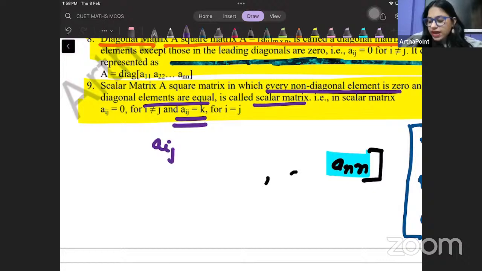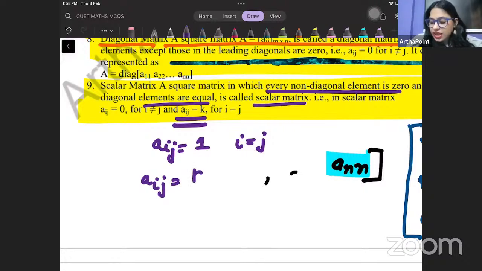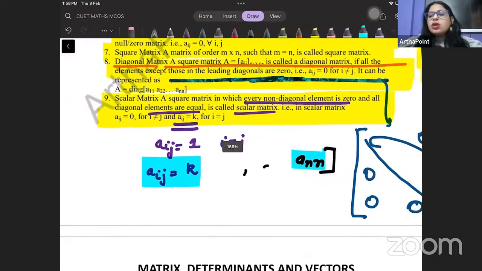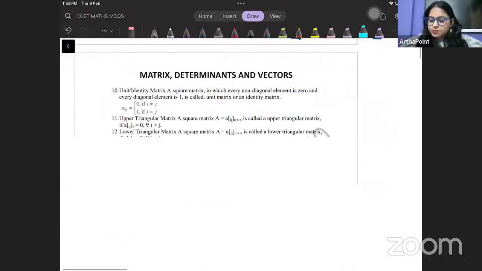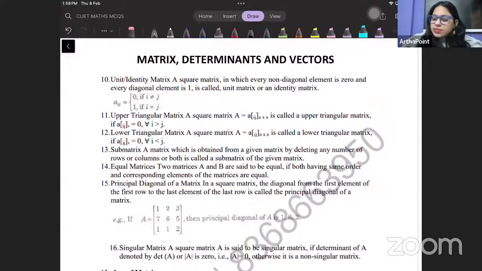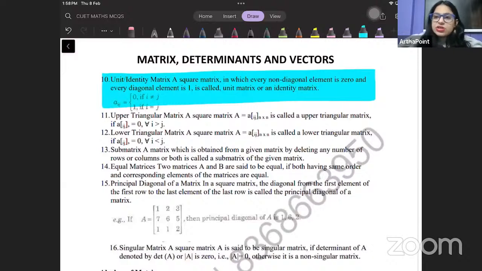If Aij would have been 1 for all i equal to j, then it would have been an identity matrix. But when I say that my Aij is some k, then this represents a scalar matrix. It is one form of the identity matrix when it is being scaled. Okay, come to the next one. The next one, beta, is your unit or identity matrix. I have already told you this. The identity matrix is also sometimes called the unit matrix.